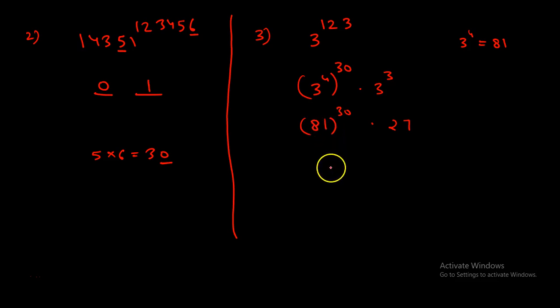Now it is ending in 1, so 1 will be the unit digit. Now this is 8 and this is 0, so the product of 8 and 0 is 0. So 01 will be here, and this is 27. So 01 into 27 is 27. So the last two digits of this number are 27.